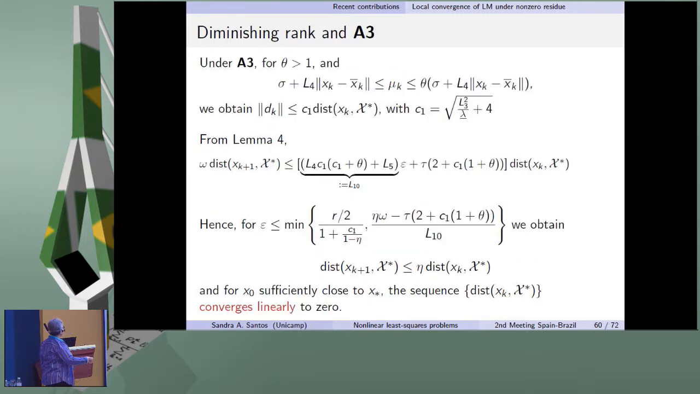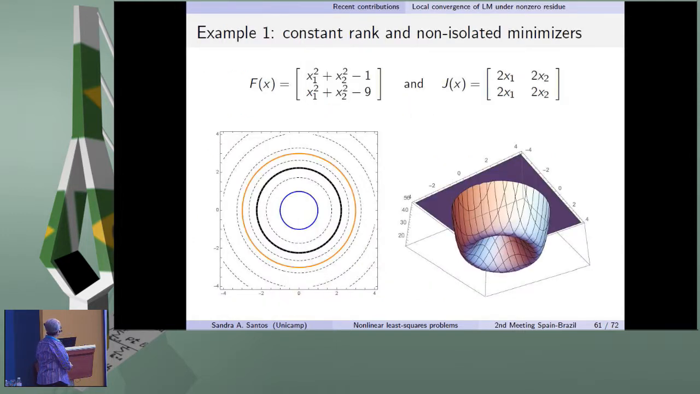And finally, under A3, we need to choose the Levenberg-Marquardt parameter among these two values to obtain the bound for the size of the direction, so that we are sure that we have the contraction, and then the convergence is going to be linear. So to illustrate these ideas, here are geometric and simple examples where we can see the details.